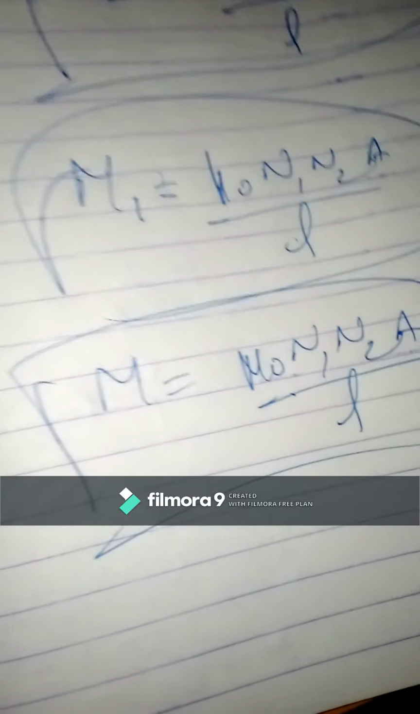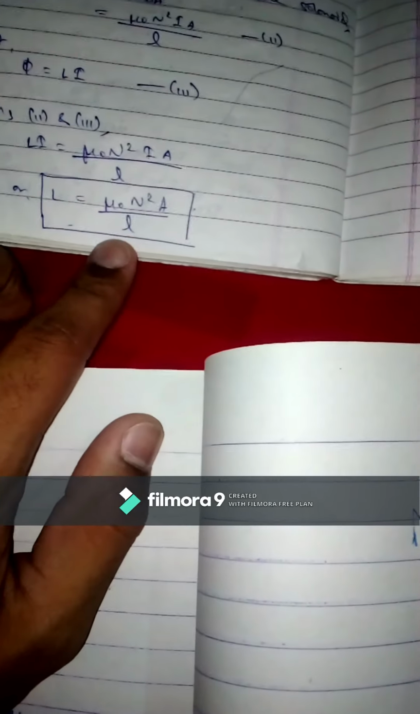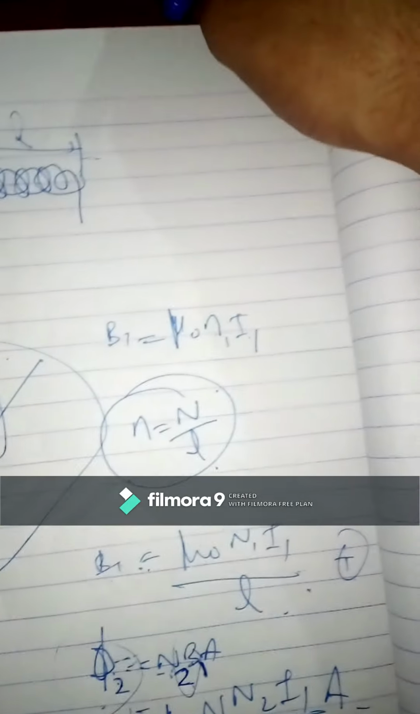And if you compare with self induction, it was mu naught n square A by L. Here mu naught A by L, everything is the same, just here it is n square, because here we are using only one n, so n1 n2. That is the only difference. So when you do the derivation, it is very simple. You can have a look at your notebook, it's very simple.